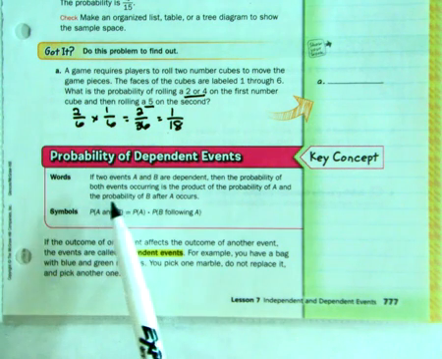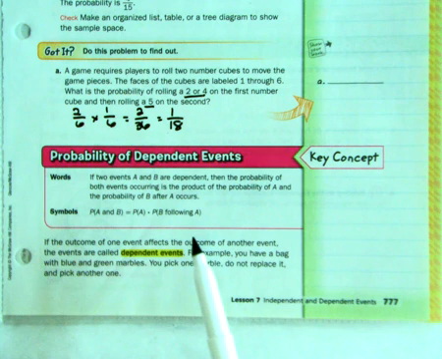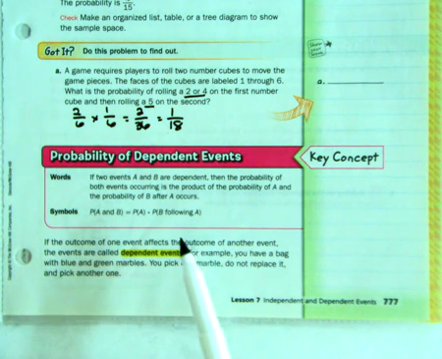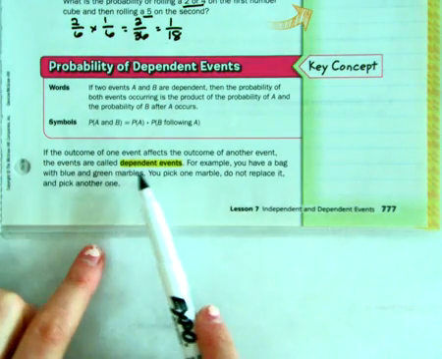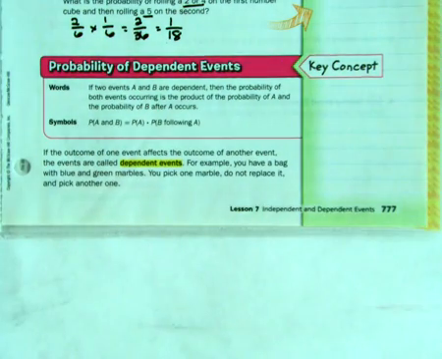Okay? Probability of dependent events. If two events, A and B, are dependent, then the probability of both events occurring is the product of multiplying the probability of A and the probability of B. Okay? So, if an outcome of one event affects the outcome of another event, the events are called dependent events.